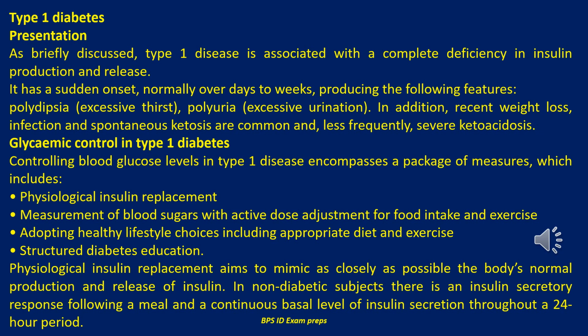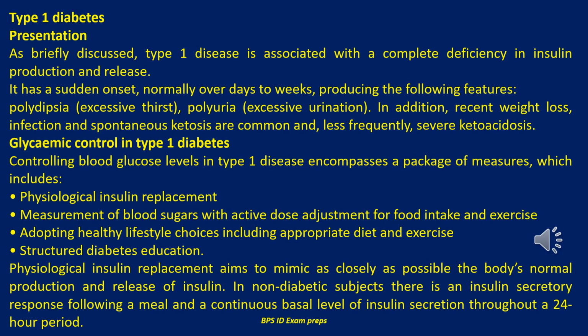Regarding its presentation, as briefly discussed, type 1 disease is associated with a complete deficiency in insulin production and release. It has a sudden onset, normally over days to weeks, producing the following features: polydipsia, that is excessive thirst; polyuria, that is excessive urination. In addition, recent weight loss, infection and spontaneous ketosis are common and, less frequently, severe ketoacidosis.